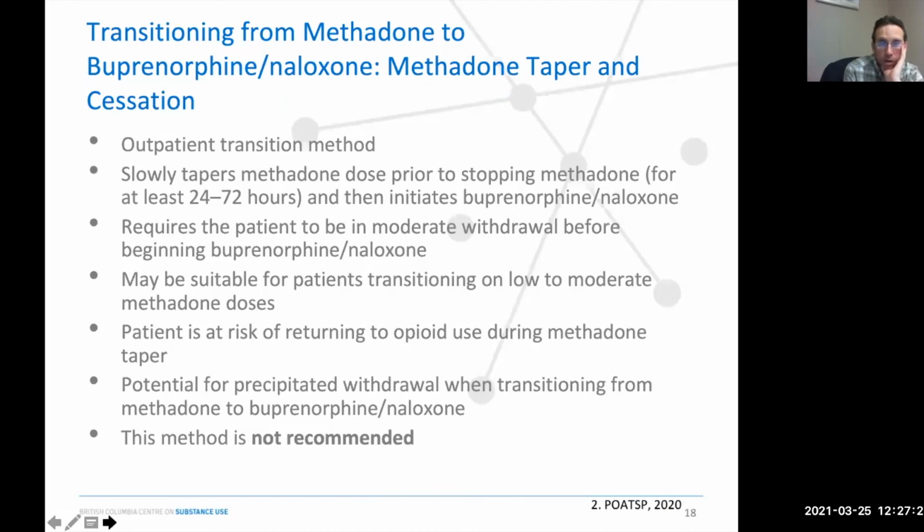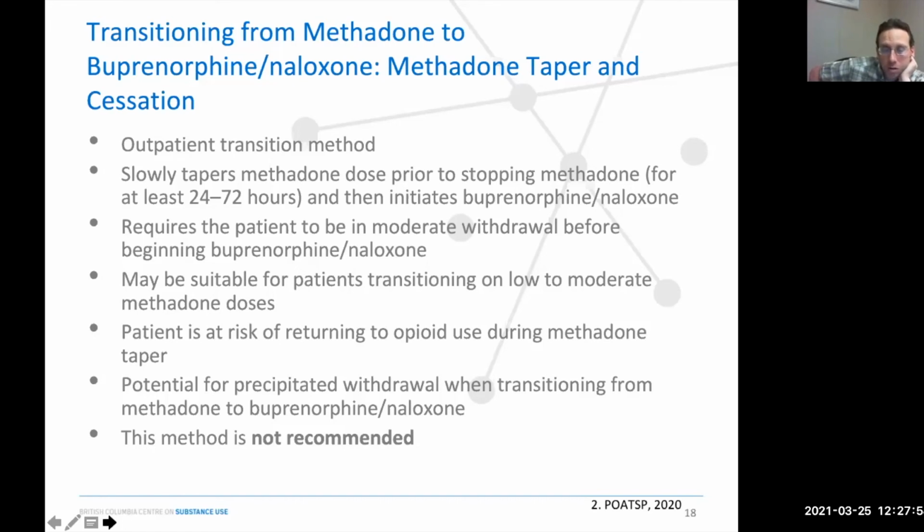Transition from methadone taper and cessation. Again, I wouldn't recommend this. It's basically just tapering someone down and then stopping methadone for 24 to 72 hours. Generally, it's much longer than 24 hours. You need to stop at least 48 hours and often 72 hours. Some people give a little bit of hydromorph in addition for a couple days and just stop the hydromorph 12 to 24 hours before. And so this would generally be done more in patients on very low doses of methadone already.